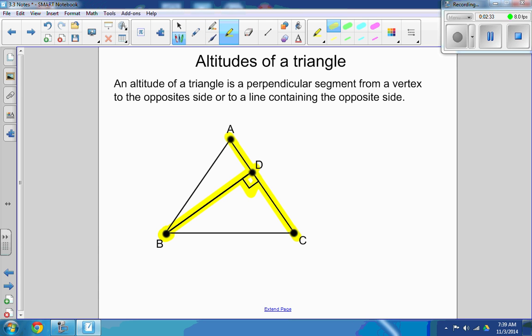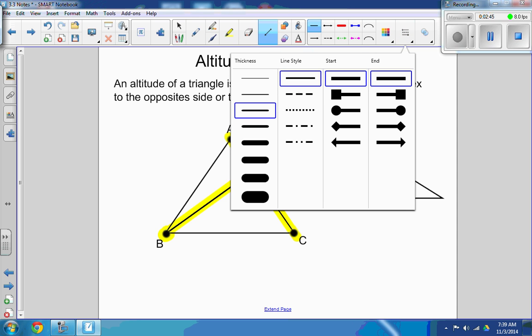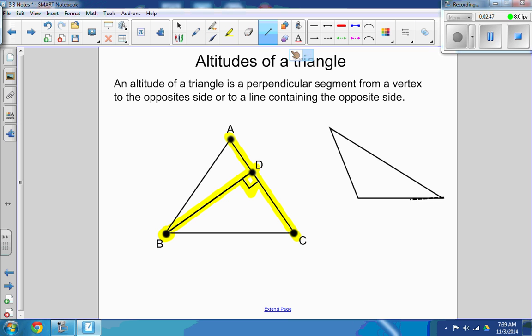And sometimes with the altitude, you will actually create a line that is not inside the triangle. So if I drew the altitude here, you'll notice it intersects at a 90-degree angle, but it's not inside the triangle. So not all altitudes are inside the triangle.